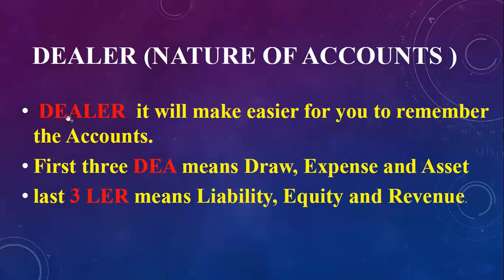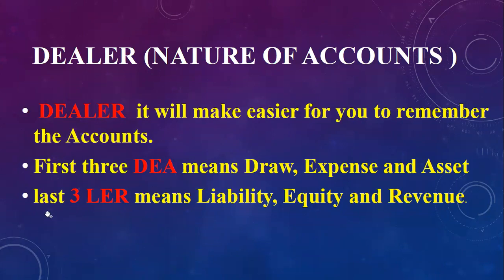Again, DEALER will not be available in your book. It is just for you to remember. It will make it easier for you to remember the accounts. The first three, DEA, stand for drawing, expense and assets. The first rule applies to these three: drawing, expense and assets, when they increase, they are debited. Clear?